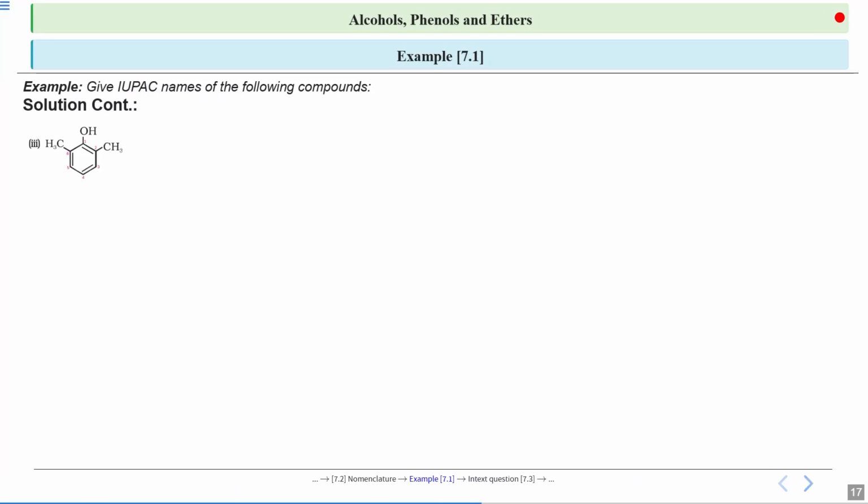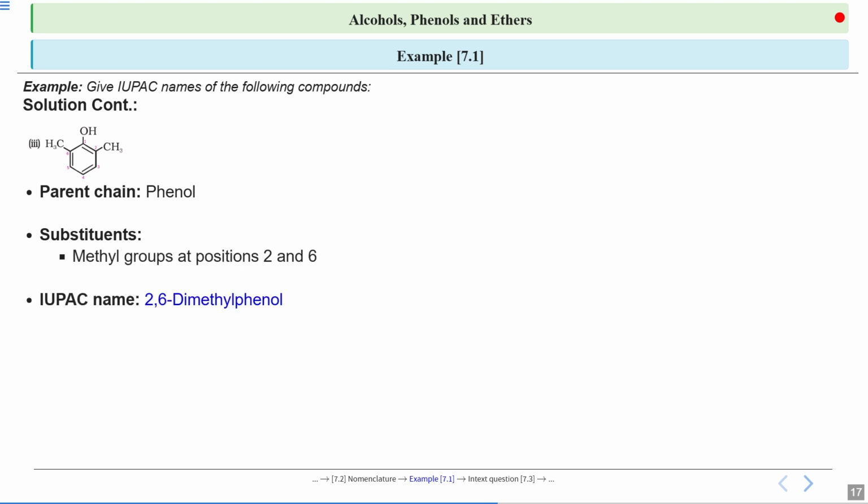Then for the third compound, this is a benzene, or you can say this is a substituted phenol. We have done the numbering of the benzene ring. The lowest possible number is given to the carbon attached to the OH group, and with respect to that, we have done the other numberings. So you can see that the parent chain is actually phenol. Substituents here are methyl groups at positions 2 and 6. So the IUPAC name will be 2,6-dimethylphenol.